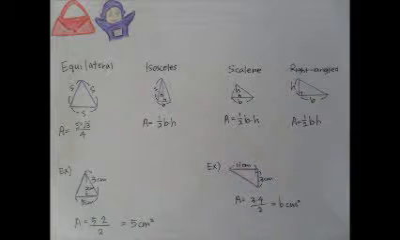5 times 2 equals 10, and half of 10 is 5. So is the area of this triangle 5 centimeters squared? That's right. Now, if we know the base of a right triangle is 4 centimeters and height is 3 centimeters, what is the area of this right triangle? 3 times 4 is 12, and 12 divided by 2 is 6. Is the area of the right triangle 6 centimeters squared? That's right. Now you can go get your purse.